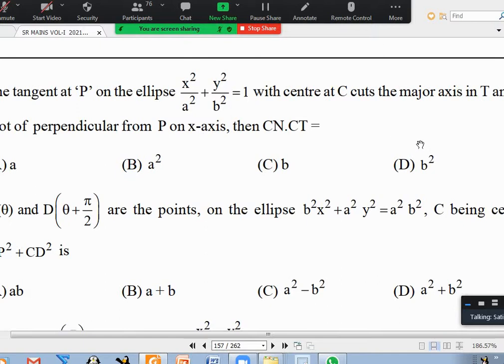53. Anybody have a doubt? Yes, sir. Anyone want to explain 53? How to do? Sir, may I? Yes.